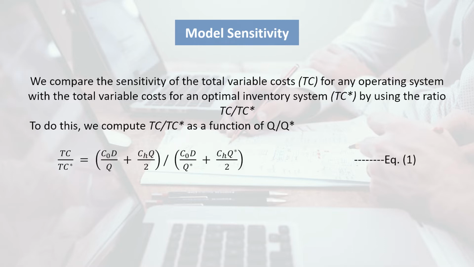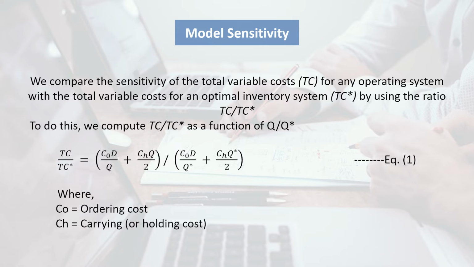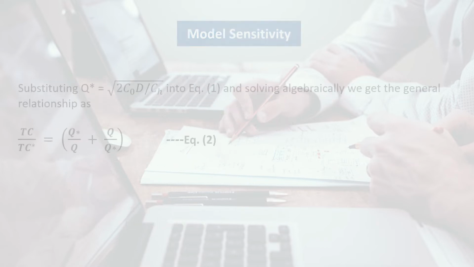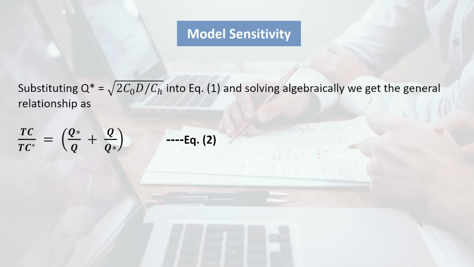So TC upon TC star is represented by the formula: bracket C naught D divided by Q plus CH Q divided by 2 bracket, divided by C naught D divided by Q star plus CH Q star divided by 2. Here ordering cost is represented by C naught, and CH represents carrying cost or holding cost. Now you can substitute the Q star value, the economic order quantity, which is the square root of 2 multiplied by ordering cost multiplied by annual demand upon holding cost. By this you get TC upon TC star represented by Q star upon Q plus Q upon Q star.